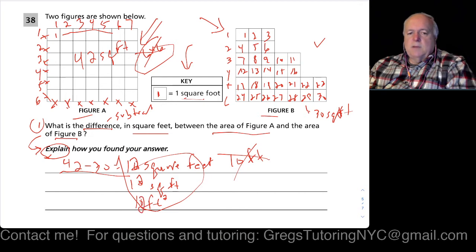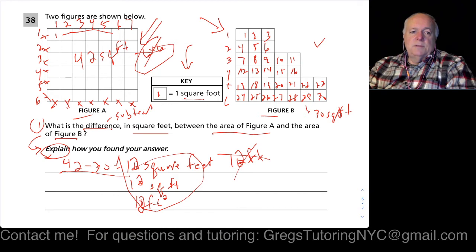Okay, so it's not 12. It's not 12 feet. It's 12 square feet. All right? Okay, so let's change the color of the pen a little bit here, and let's explore figure B a little further.